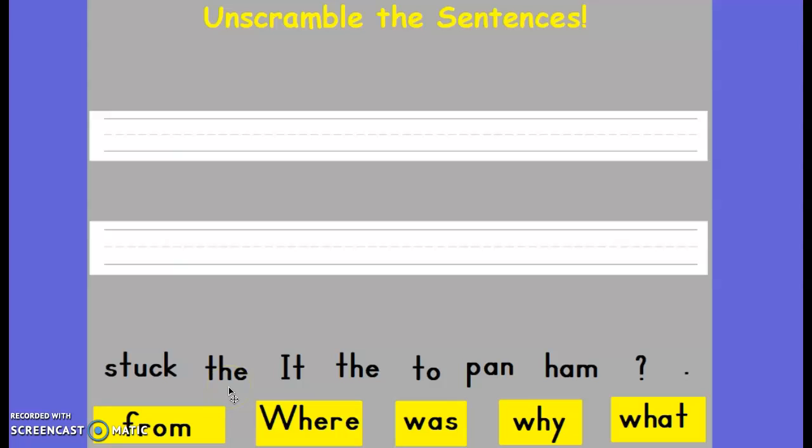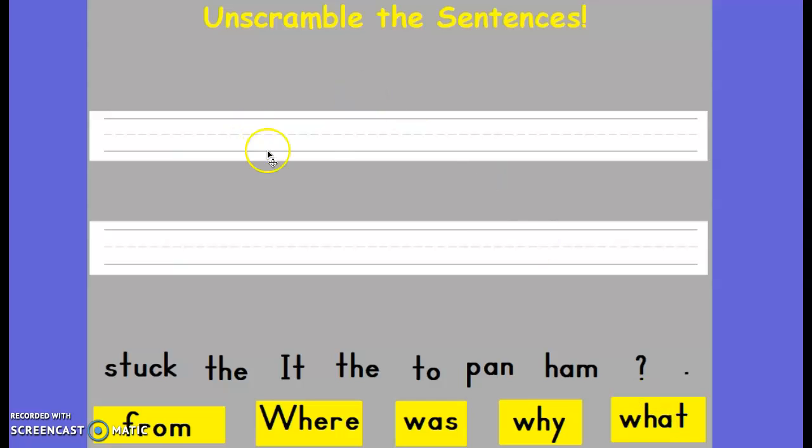Next word, the next word, it, the next word, the, to, pan, ham. Here we have a punctuation mark, an ending mark, which is our question mark, and another one, a period. Below that, we have the word from, where, was, why, and what.